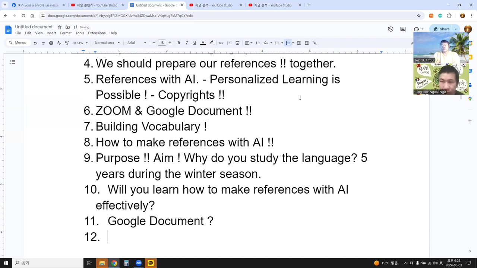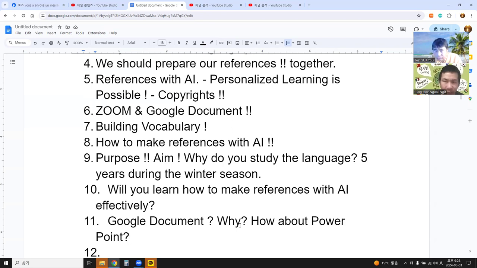Why Google Document? Because we can review. After we say finish, we can review again in the Google Document. How about PowerPoint? What difference do you know? What is different between Google Document and PowerPoint?